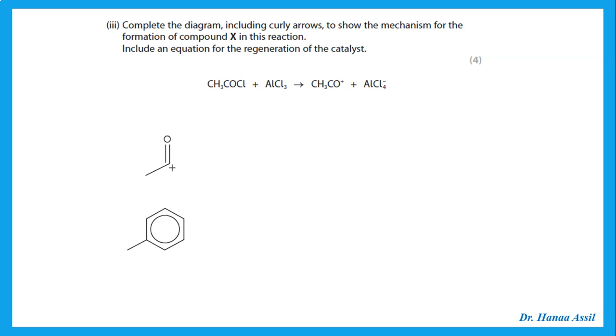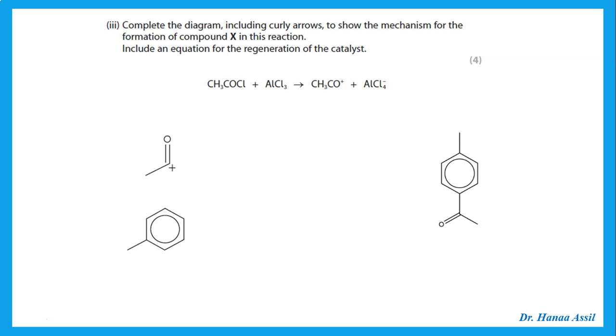Complete the diagram, including curly arrows, to show the mechanism for the formation of compound X in this reaction. And this is a common question. We need to learn how to draw the mechanism of electrophilic substitution of benzene. We start with a compound that has chlorine. So here we're starting with CH3COCl. It reacts with the aluminum chloride.